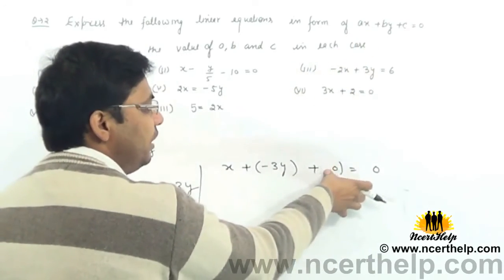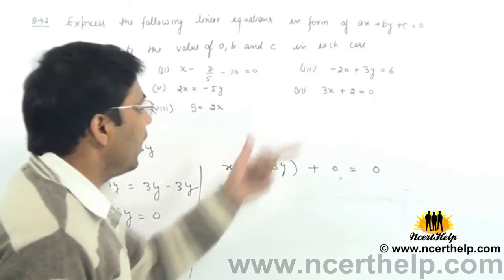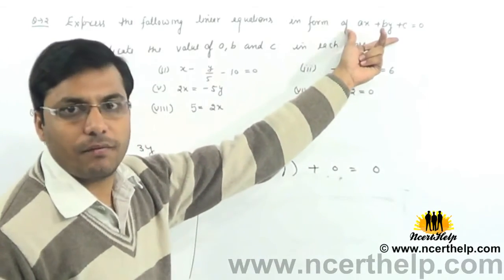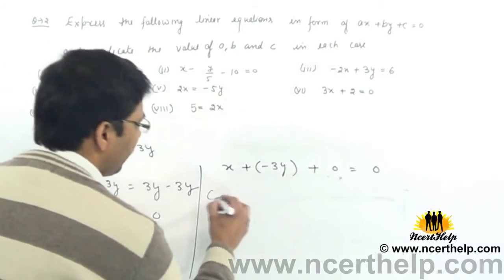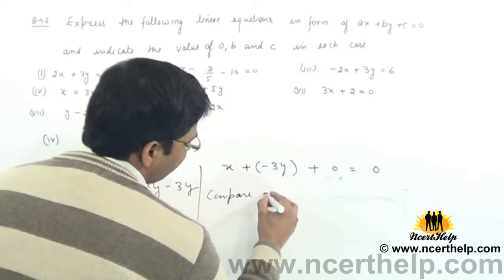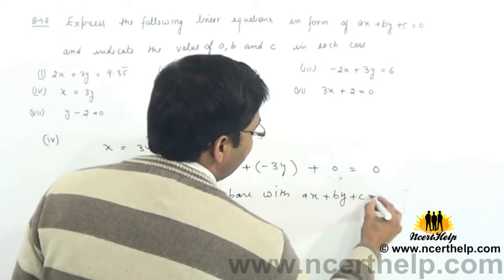There is no need to write this bracket. So this is our first part, representation in the form of ax plus by plus c equals 0. Now compare this equation with ax plus by plus c equals 0.